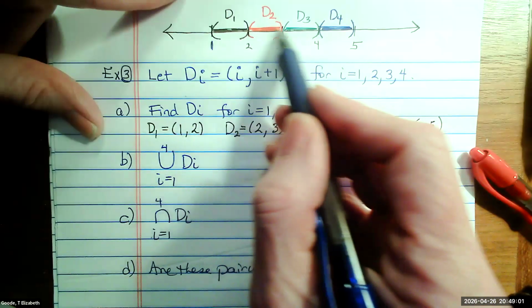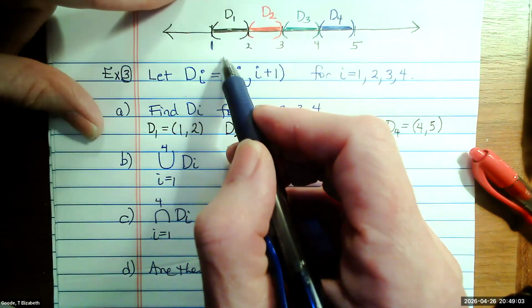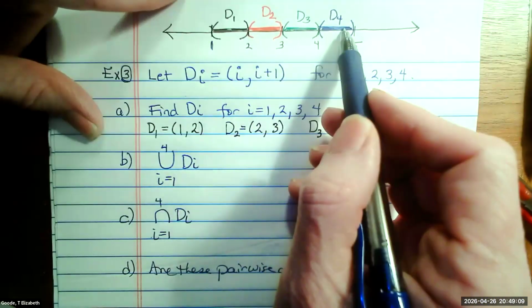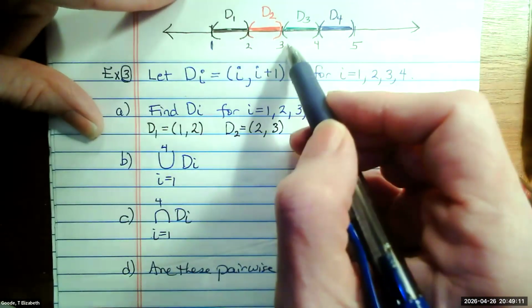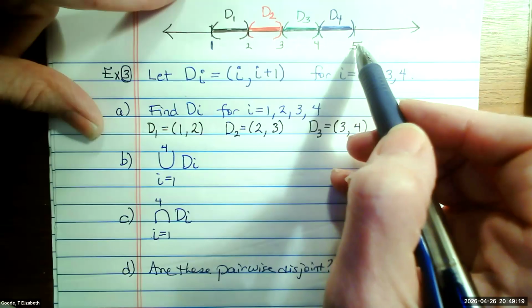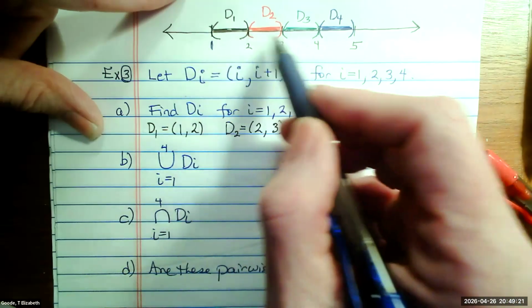I would say no. I would agree. Is 2 an element of any of these? No. That's right, because it's not in D1, it's not in D2, and it sure isn't in D3 or D4. What about 3? No. What about 4? No. What about 5? Neither. That's right.